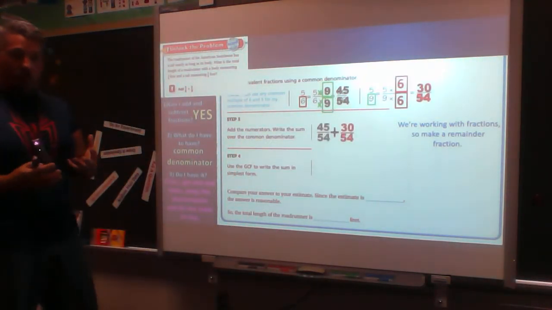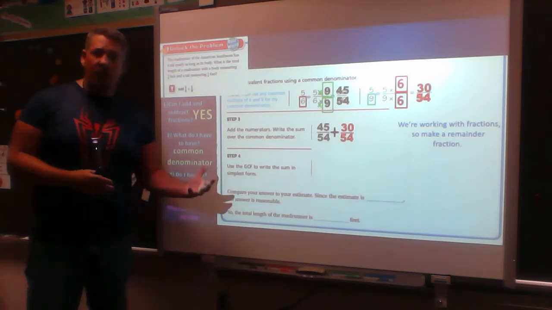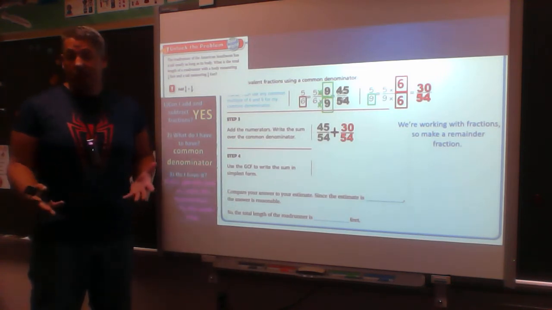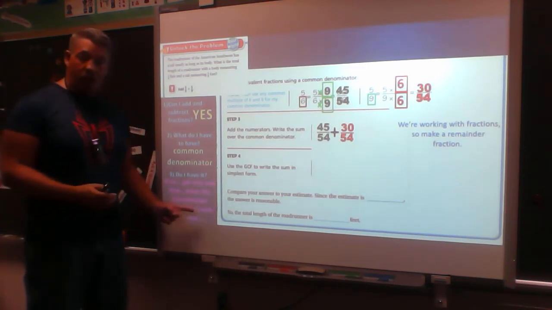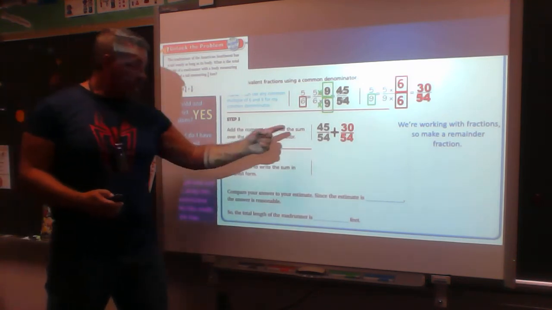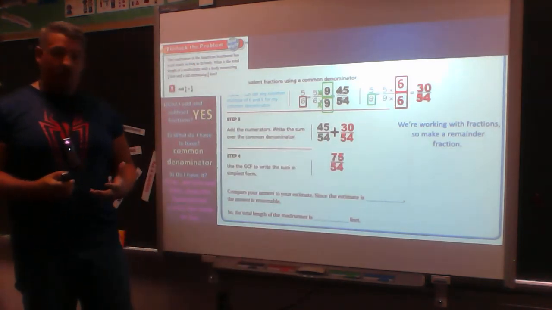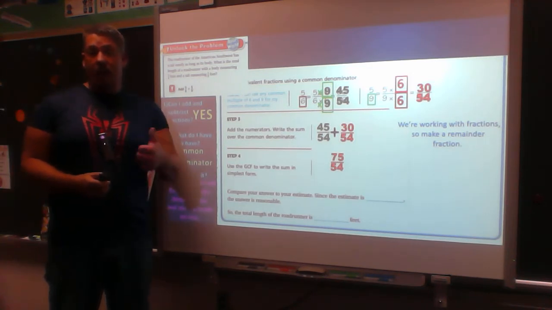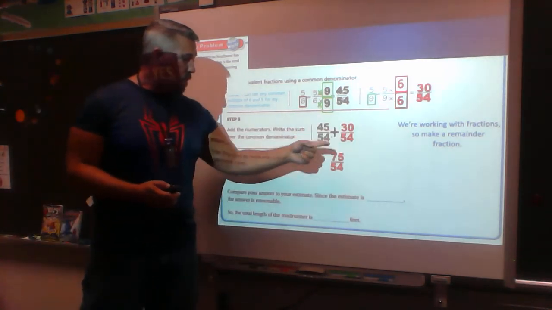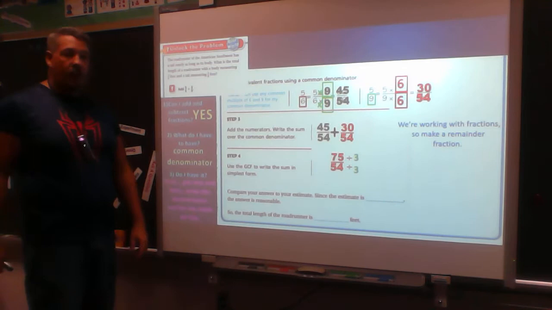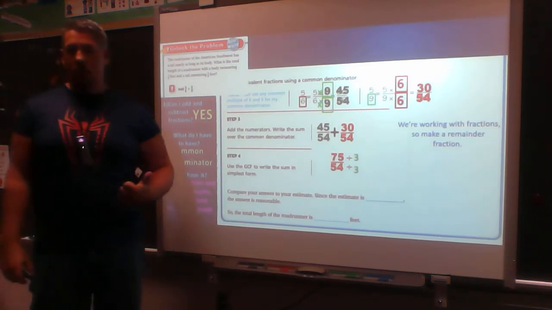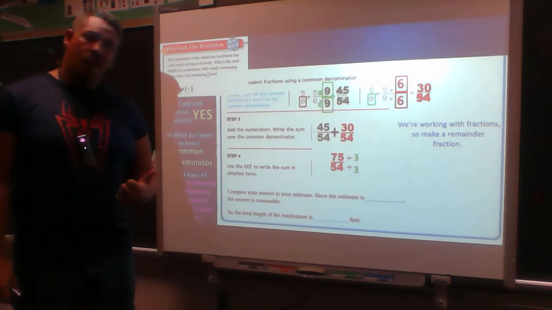So now I have those two fractions. They look completely different than what I had before, but that's okay. So once I have a common denominator, what do I do? I keep my denominator. So my 54 stays the same, and then I add my numerators. 45 plus 30 is 75. Now I know that I can reduce both of those by 3. How do I know that?